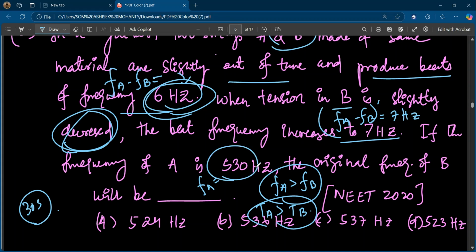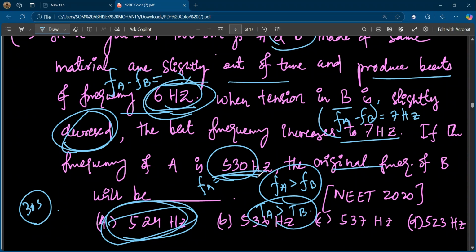So frequency of A is 530. What should be the frequency of B? Because 530 and the difference was 6, it should be 524. Very simple question. The original frequency is asked because, if we forget everything about this question, the difference is 6, frequency of A is 530, so the other one will be 524. 530 minus 524 is 6. Very easy question, but the trick is here. Original frequency, that's why it will be 524.